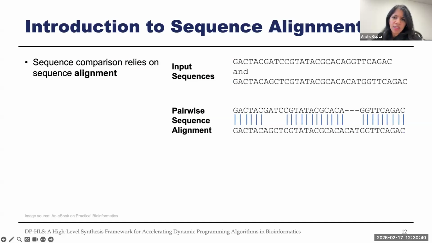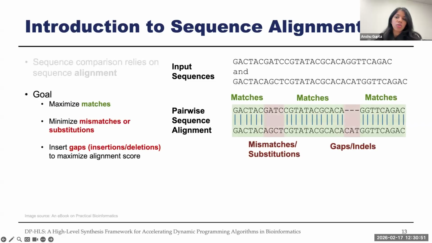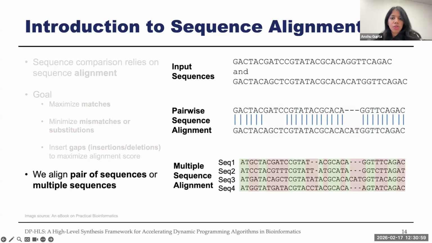Now, for comparing biological sequences, we perform sequence alignment. Sequence alignment can be considered a string matching problem, which tells us how well the given sequences match. The eventual goal is to maximize the matches, minimize the mismatches, and insert gaps wherever needed to maximize the alignment score. Now, it's not just about the alignment of two sequences.